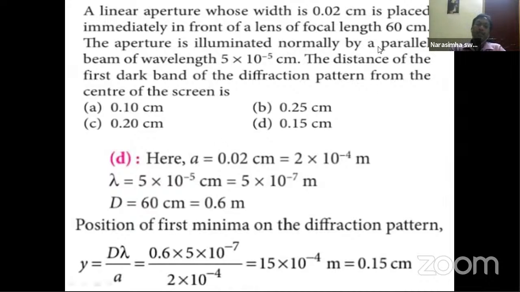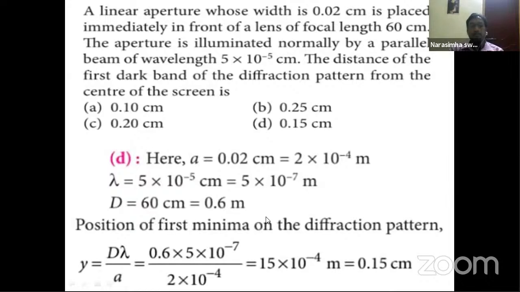So what is being asked? The distance of the first dark band of the diffraction pattern from the center of the screen. As per the information, the A value is given, that is the aperture width, 0.02 centimeters. Convert that into meters, so 2 into 10 power minus 4 meters. The lambda value, the wavelength we are using, is 5 into 10 power minus 7 meters. And the D value is the distance between the slit and the screen, 60 centimeters.